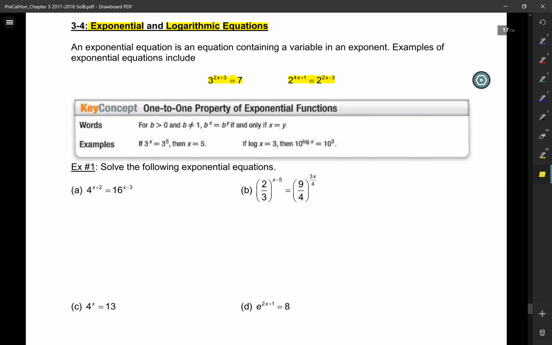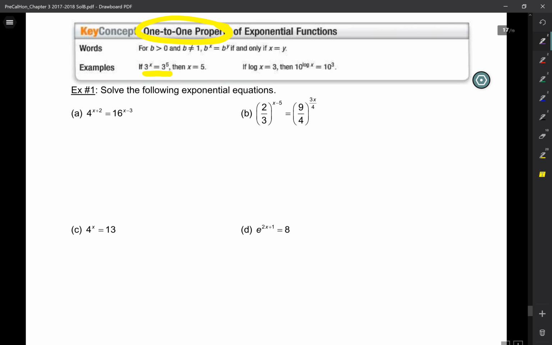Now, the property that we normally use to solve exponential or logarithmic equations is the one-to-one property, which says if you have identical bases raised to different exponents on either side of the equation, then you can just set the exponents equal to each other. I don't even need to prove that to you, because you can reason that if you have 3 to the x equals 3 to the 5, then x has to be 5. You set the exponents equal to each other. So without further ado, let's do a couple of examples.